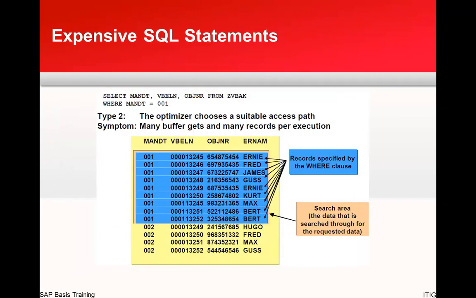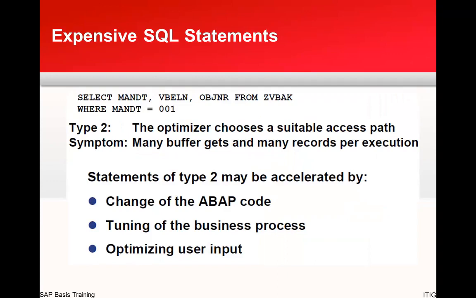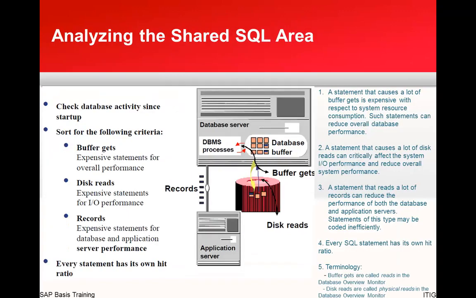Okay, expensive SQL statement, here basically the records specified by the where clause. Now this is type 2. Basically the optimizer chooses a suitable access path. Symptom: many buffer gets and many records per execution. So in this case we need to tune the business process, optimize the user input, and change the ABAP code.